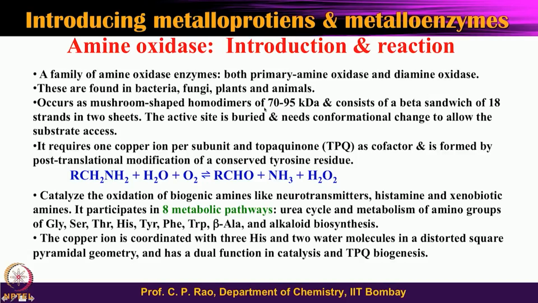So, that means each one of the monomers has got the active center, and they have some 18 sandwich beta sheet kind of things, and all this you can read from this and find out. But the active site is buried and therefore needs a conformational change in order to access the substrate or to remove the product, etc. So, what is the kind of reaction? The reaction is RCH2NH2 with O2 going to RCHO plus ammonia plus H2O2.